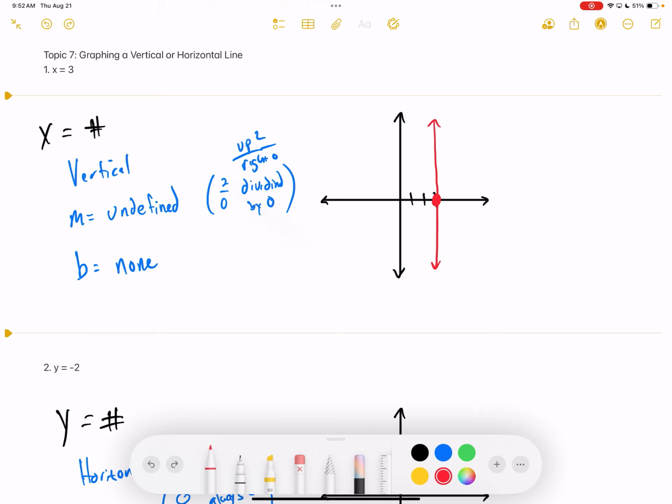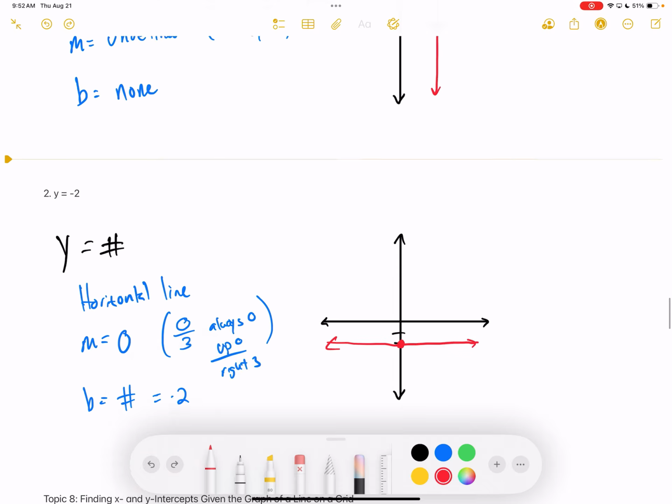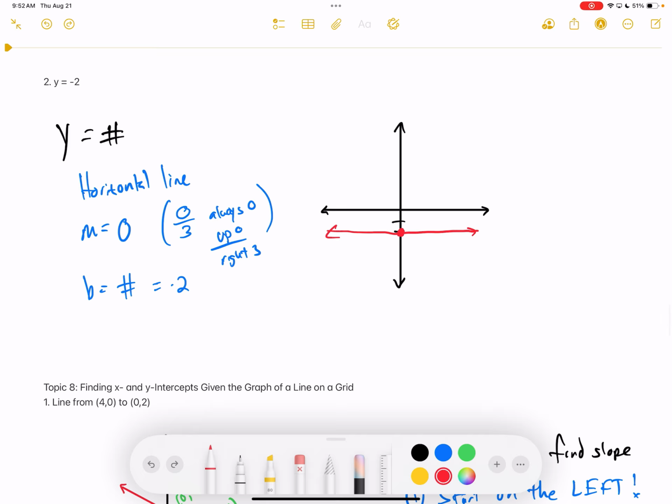This is just an example, but this would be like if you did 2 divided by 0. You can't divide by 0, right? If you do that in a calculator, you get undefined. So this would be like going up 2 and to the right 0. If I go up 2 and to the right 0, I'd never move. Up 2, up 2, up 2, up 2. I never go to the right. So that creates the vertical line, and that is why it's called undefined, because you divide by 0 on all these. If it's y equals a number, it is a horizontal line.